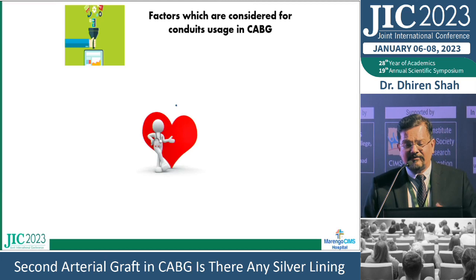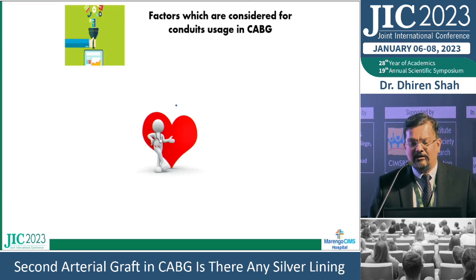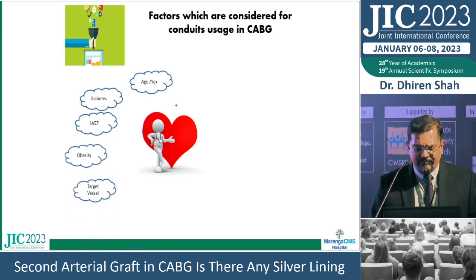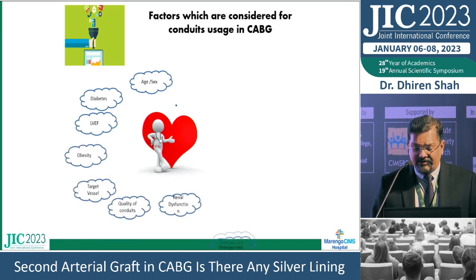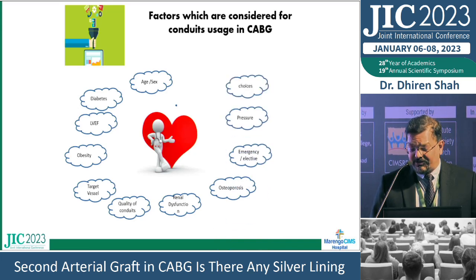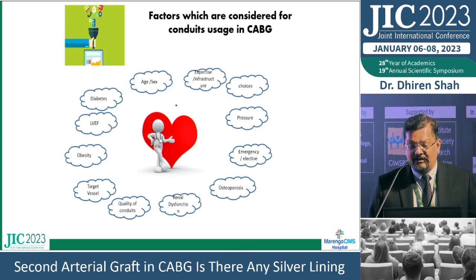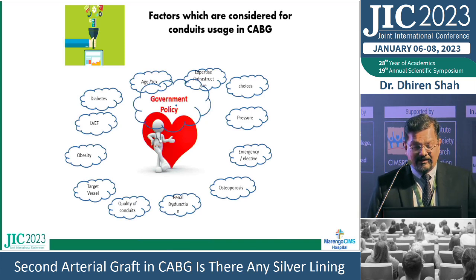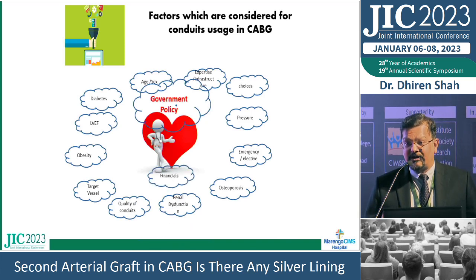So what are the factors which are considered when you're using conduits in a CABG? There are many factors that need to be taken into consideration, like age, sex, diabetes, LVF, obesity, target vessels, quality of the conduits, renal dysfunction, osteoporosis, emergency or elective pressures, peer pressures, choices, patients' choices, and expertise and infrastructure. And last but not the least, the biggest factor is definitely the government policies that are there.